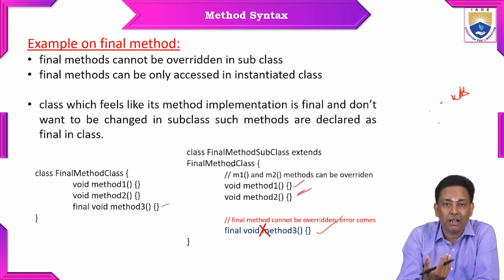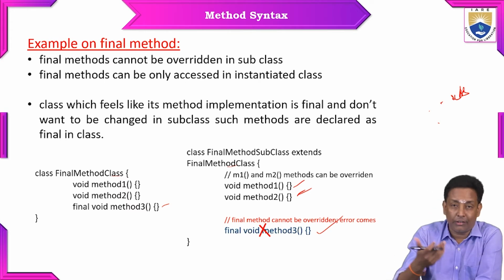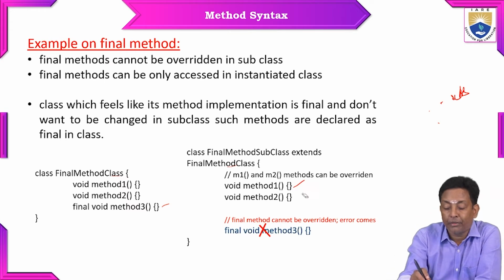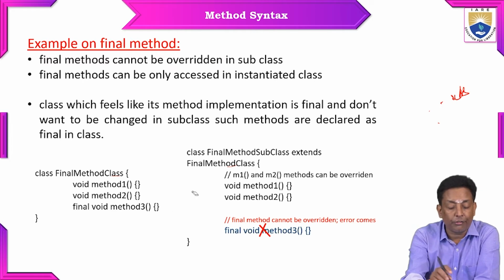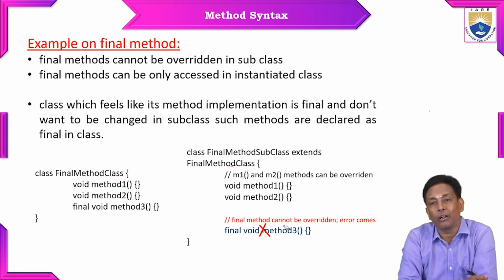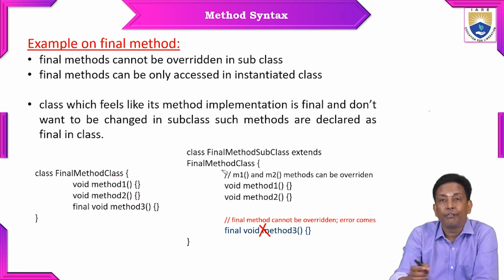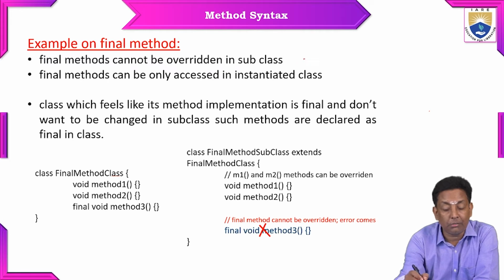If there is no subclass, there is no chance of overriding. Anyway, we'll discuss that in the next topic. Next slide. So a final method alone cannot be overridden, but non-final methods can be overridden. This is what a final method is. Final methods cannot be overridden in a subclass.